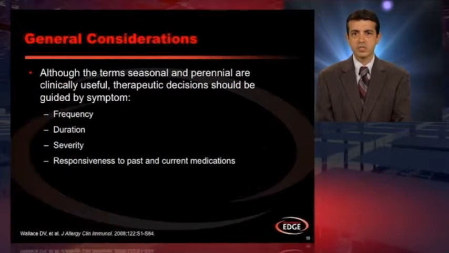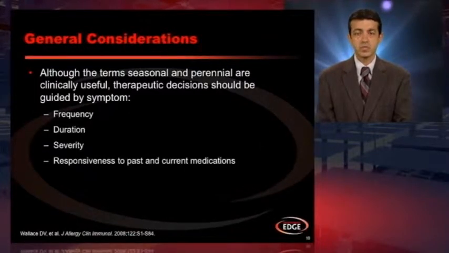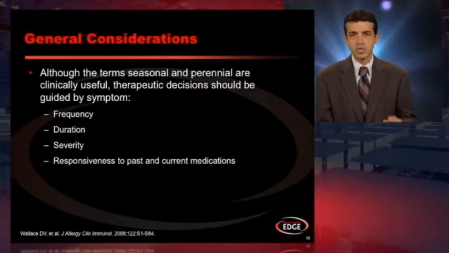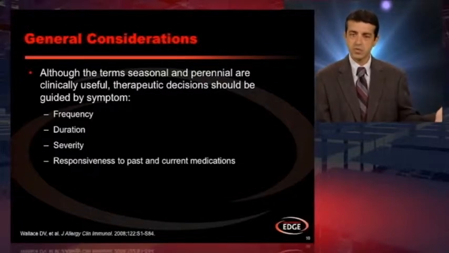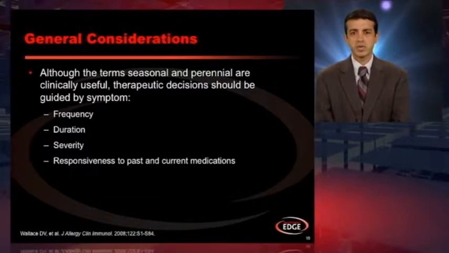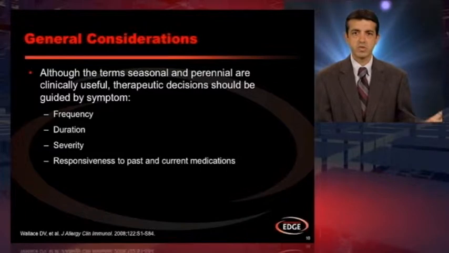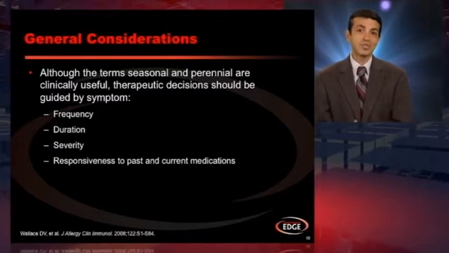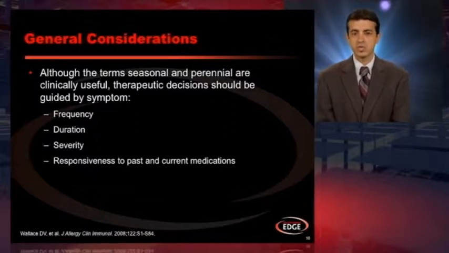General considerations for AR. Although the terms seasonal and perennial are clinically useful, they're useful in research studies, they're not always the most pragmatic. For example, somebody may just have symptoms if they go to a family member's house that has a cat or a dog and they're cat or dog sensitized. In that individual, the symptoms may only last a couple of weeks or the time or duration of the exposure. It's still a perennial allergen, but really what's more important is the frequency of those symptoms, the duration of those symptoms, and the severity. That is what is going to ultimately drive our therapeutic decisions.